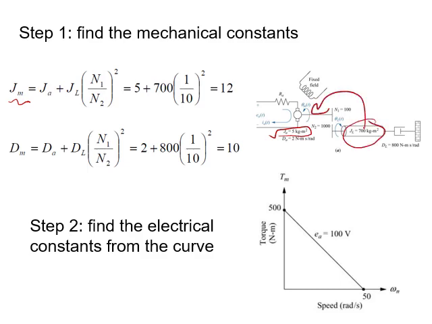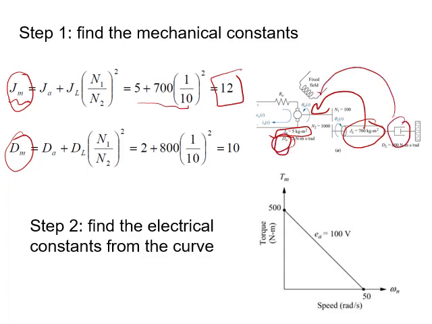Mechanical constant Jm is equal to Ja, the inertia of the motor, plus the reflected element, which is JL times N1 over N2 squared. Calculated, it's equal to 12. So now Jm equals 12. Similarly, we can calculate Dm. Dm is equal to Da plus this damper reflected. When we calculate it, it's equal to 10. The mechanical constants are calculated.